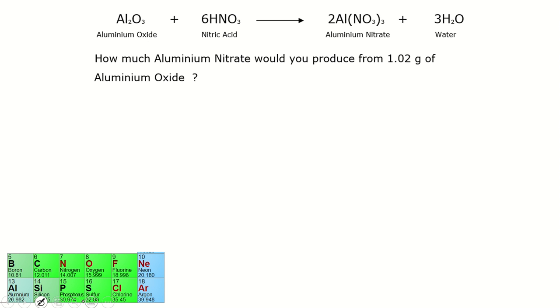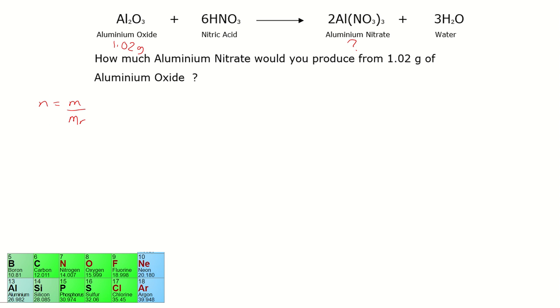So first thing I would do is write down what we know, the knowns. So we have 1.02 grams of aluminium oxide. We need to find out how much aluminium nitrate we can produce from this. So the formula we need is number of moles equals mass over molecular mass.